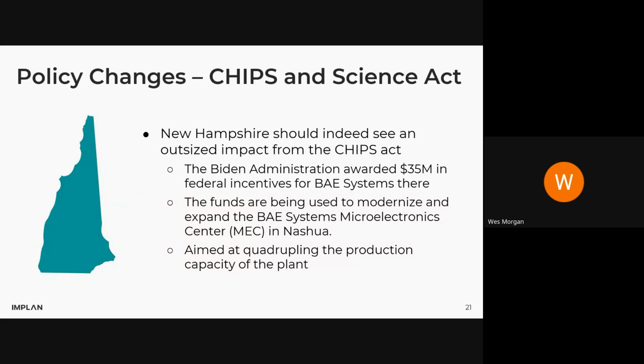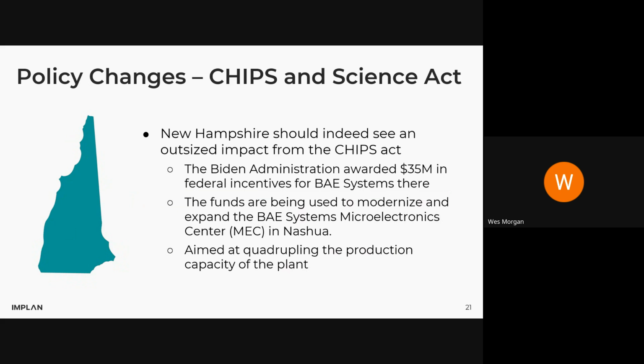New Hampshire in particular stood out, so we really wanted to investigate that specifically. And again, we're just trying to make sure that things that we see in our data jive with our expectations according to news sources around this policy in question. Indeed, we would expect to see an outsized impact in this state, as the Biden administration awarded $35 million in federal incentives for BAE Systems there. That was the first grant chosen, and it was kind of a symbolic start to implementation of this act.